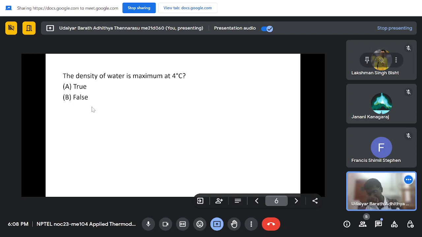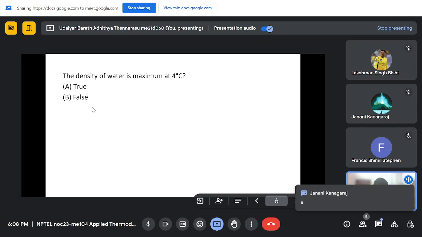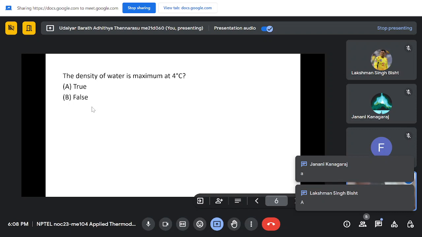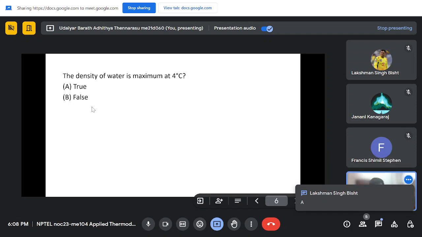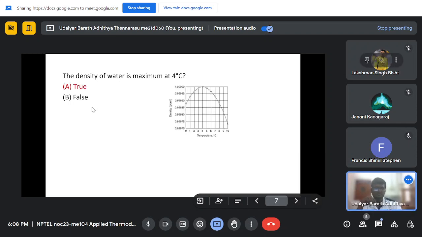So moving on, we have: the density of water is maximum at 4 degrees Celsius. So the answer is option A, true, or option B, false. Water behaves peculiarly till 4 degrees Celsius, and from 4 to 0 it behaves differently compared to any other normal fluids. So true, the answer is option A.